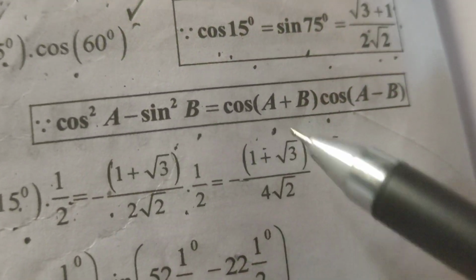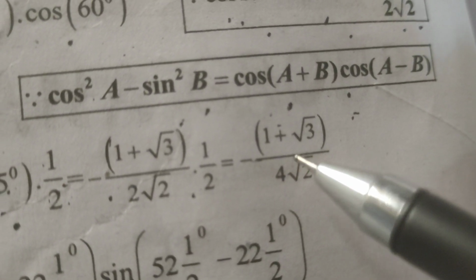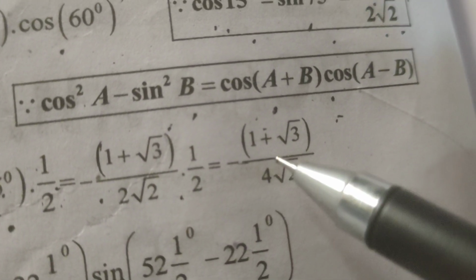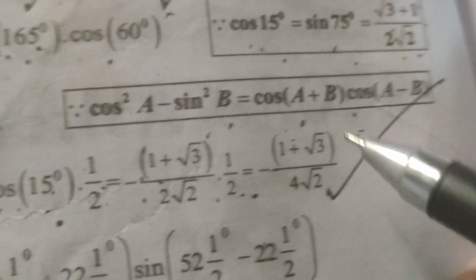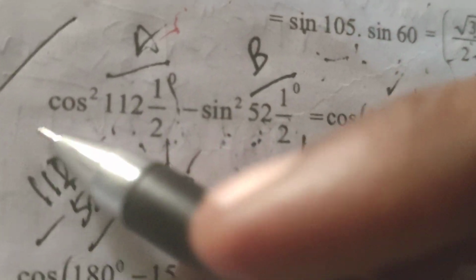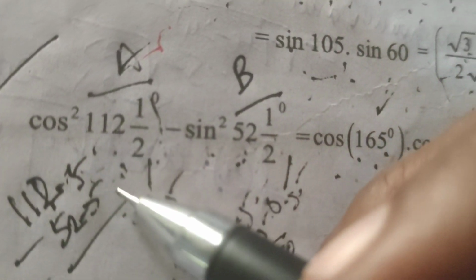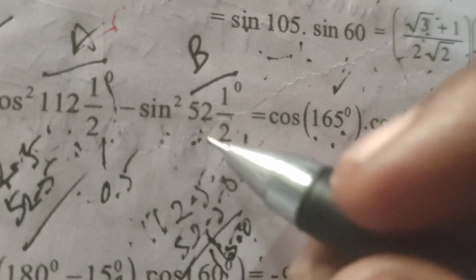So finally we are going to write this: minus, root 3 plus 1 by 4 root 2. This is the solution, and we found the value of cos square 112 and a half degrees minus sin square 52 and a half degrees.